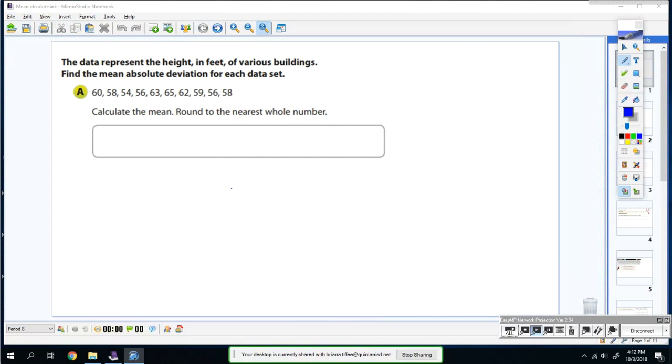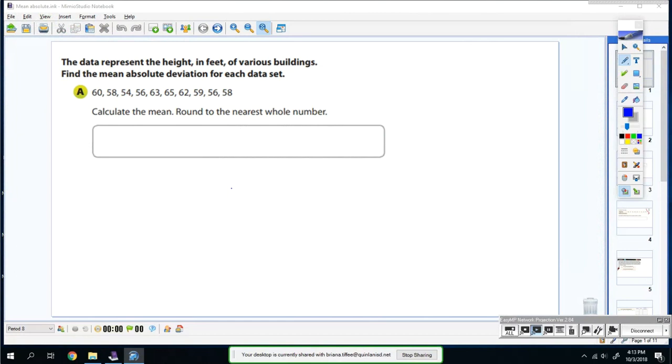So the first one, I gave you a data set, and I want you to calculate the mean. The way you calculate the mean is you add all those numbers together and divide by the count of the numbers. So you're going to do 60 plus 58 plus 54 plus 56 plus 63 plus 65, I'm doing this on a calculator, plus 62 plus 59 plus 56 plus 58. When you do that, you get 591.